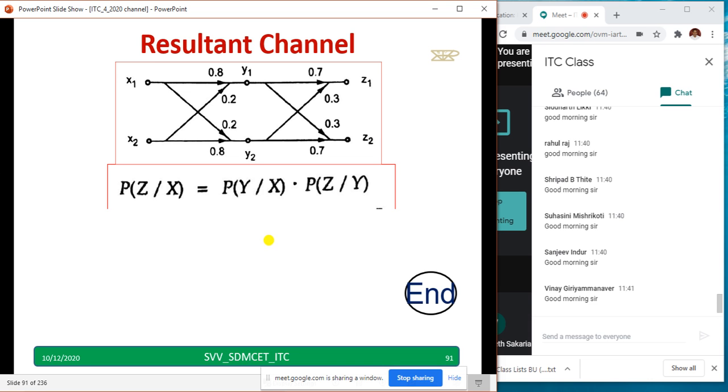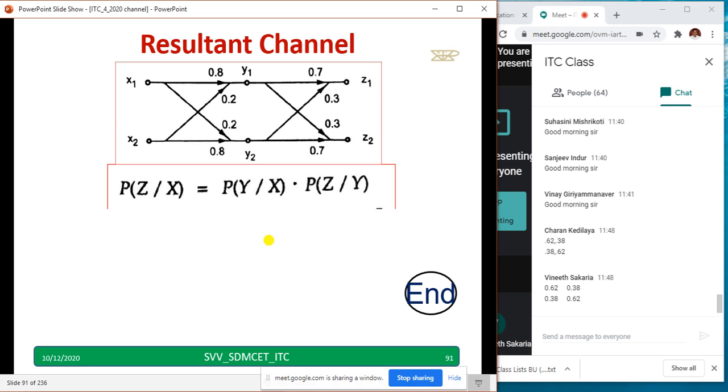Y given X is there in your notebook. Z given Y you have also written just now. Just multiply those two and write those four values in the chat box. Maybe wrong also. I think Charan has done 0.62, 0.38, 0.38, 0.62. Okay, Vineet has done. Okay, good. Majority are getting that only.